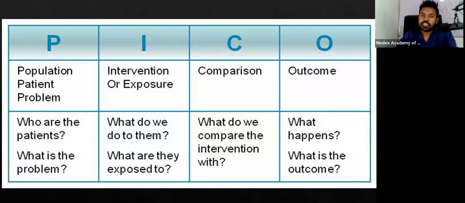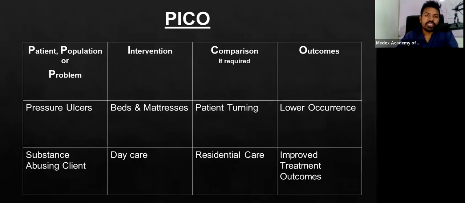Then in future, we are asking you to create your own problem. From today onwards you have to make your own research problem. Then only will we be able to go through that and search. Right? So this is the same thing with examples: patient population or the problem, intervention, comparison if required, right? A comparison may or may not be there.